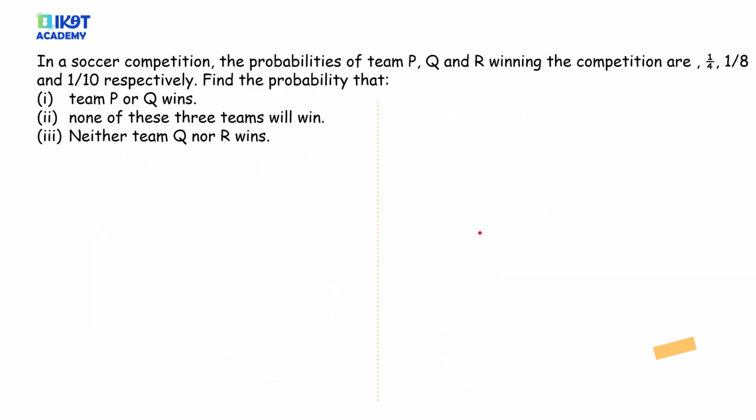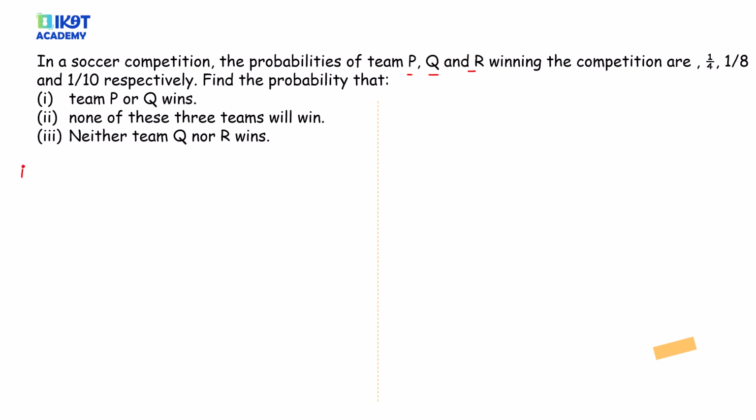Okay, so let's now look at this. In a soccer competition, the probabilities of teams P, Q, and R winning the competition are these respectively. For this question, we actually have 3 events. But as I told you, it's not written anywhere that these are mutually exclusive events. You're just supposed to think about it and realize that these teams winning this competition are mutually exclusive. Not all of them can win the competition at once.